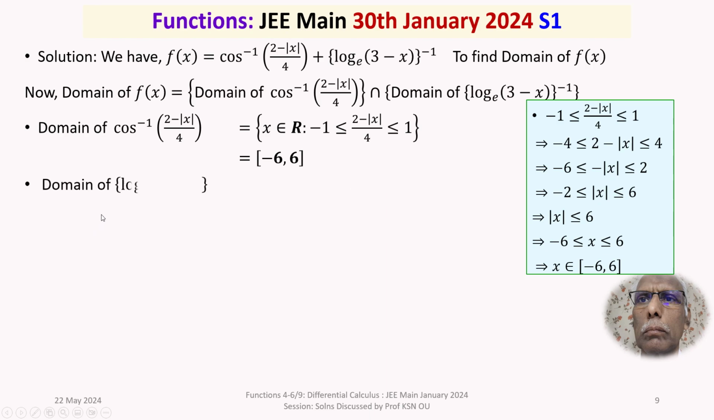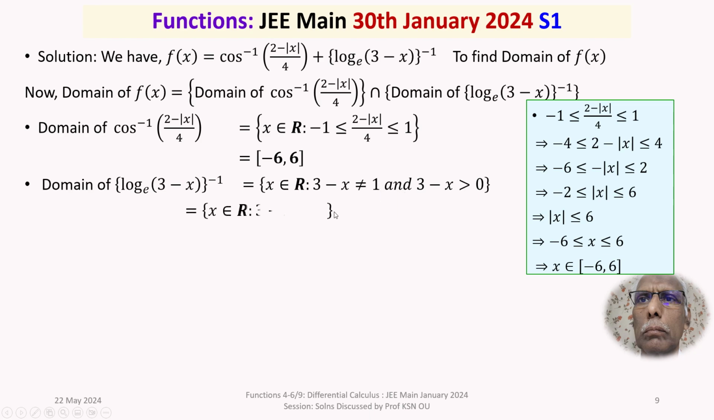Agreed. Now let's go for the domain of (log of (3 minus x)) to the power of minus 1. What is this function? This is 1 by log of (3 minus x). Now for 1 by log of (3 minus x), the domain will be x belongs to R such that 3 minus x is not equal to 1. If 3 minus x is equal to 1, log 1 is 0 and 1 by log 1 is undefined. That is why 3 minus x is not equal to 1. And logarithm is defined only for positive values, that is 3 minus x greater than 0.